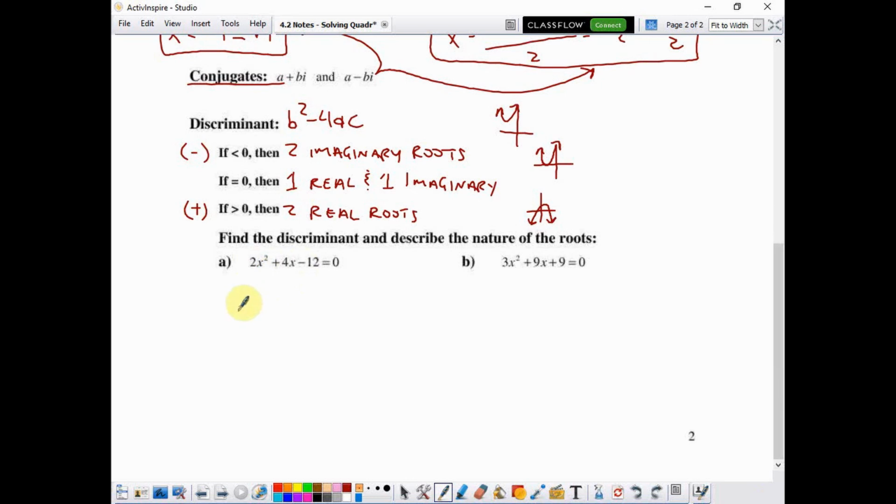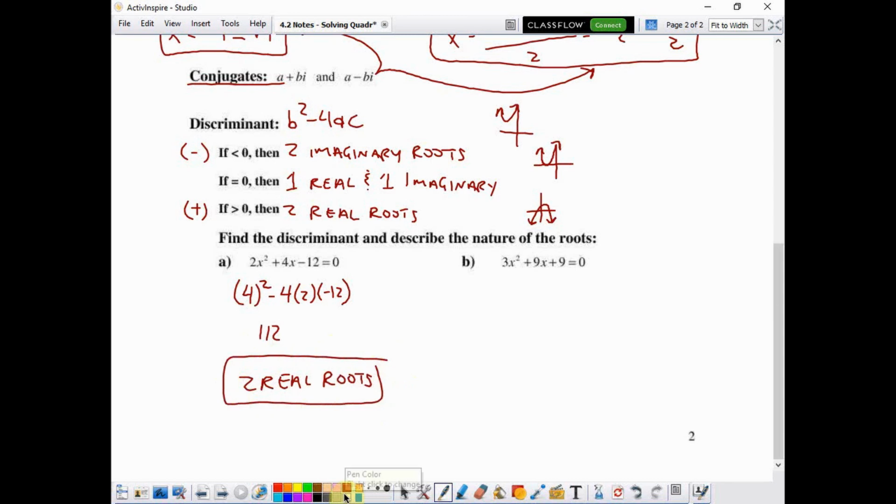So here in A, the discriminant, b squared minus 4ac, is 4 squared minus 4 times 2 times negative 12. These are the same numbers we used above. We ended up with 112. The discriminant is positive, which means I'm going to have two real roots. And in B, same one as above, 9 squared minus 4 times 3 times 9 is negative 27. The discriminant is negative, and that tells me I'm going to have two imaginary roots.